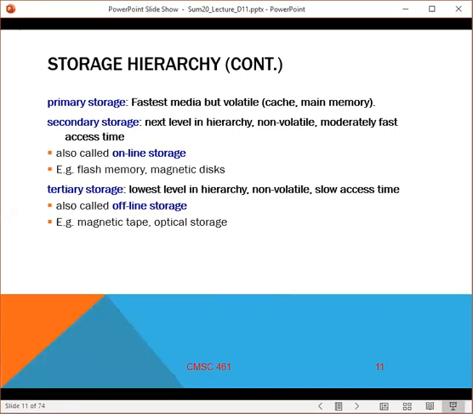So primary storage is going to be our fastest memory media, but it's volatile, and it's going to be cache and main memory. Secondary storage is next in the hierarchy. It's non-volatile. That means it'll persist the information even when the power's turned off, unlike memory or cache. And it's moderately fast. And then tertiary storage, it has a very slow access time, and it's used primarily for archival purposes. And there's where we have our magnetic tape and optical storage.